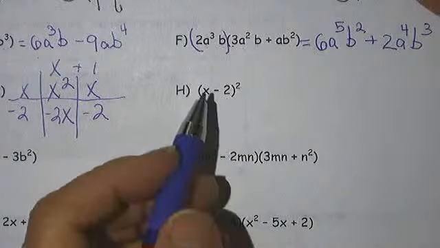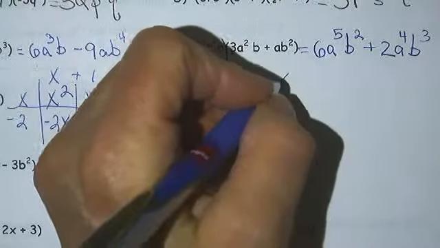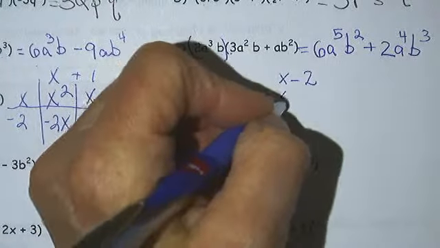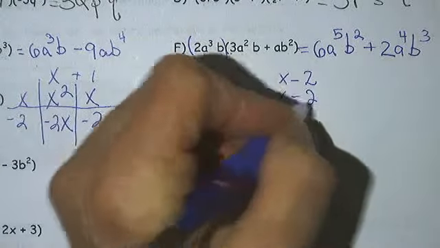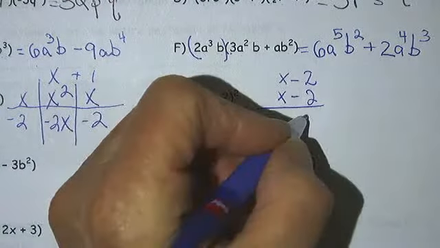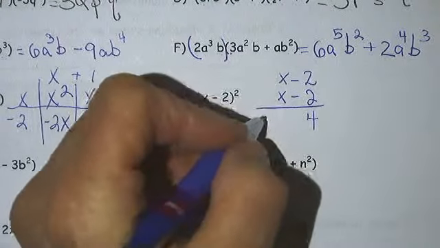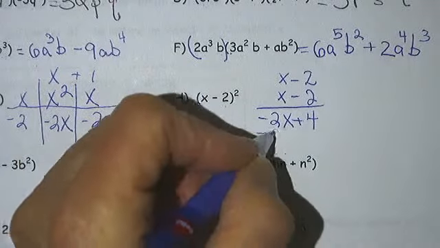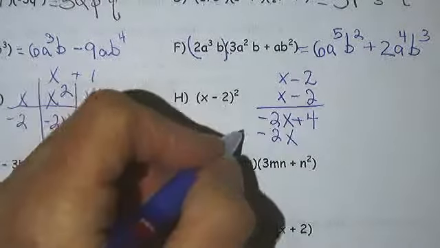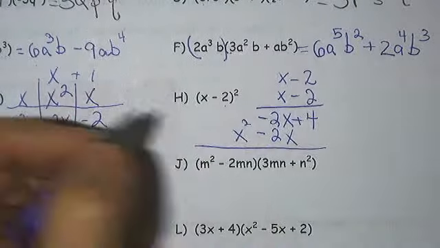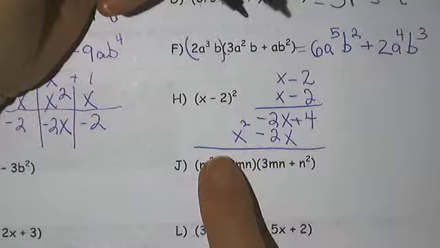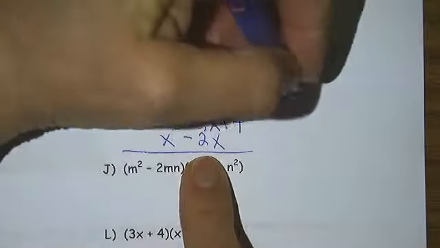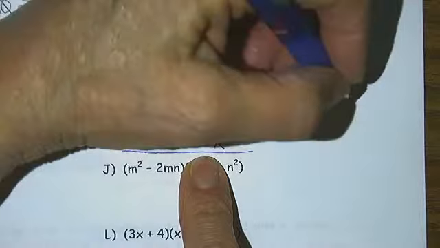x minus 2, the quantity squared. Well, one way we can do this is just the vertical way that we learned when we multiplied whole numbers. Negative 2 times negative 2 is positive 4. Negative 2 times x, negative 2x. x times negative 2 is negative 2x. x times x is x squared. And when we add it all up, we get x squared minus 4x plus 4.